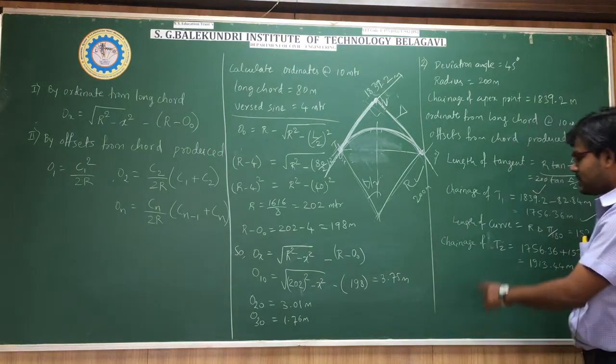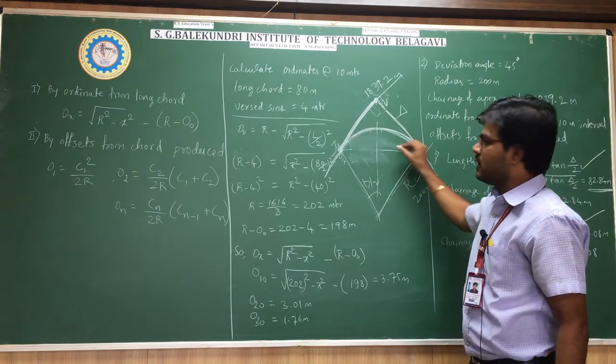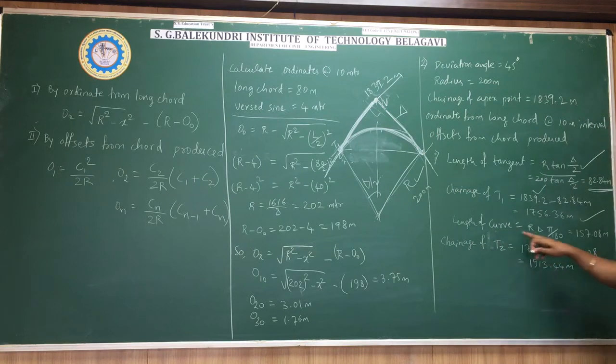Next, going with the length of curve now, here to here. This is length of curve. Length of curve is given by R into delta. If delta is in degree, convert into radian by multiplying pi by 180, so R delta pi by 180. R is given 200 meter and delta is known, substitute the value, you will get 157.08 meter. That is length of curve.